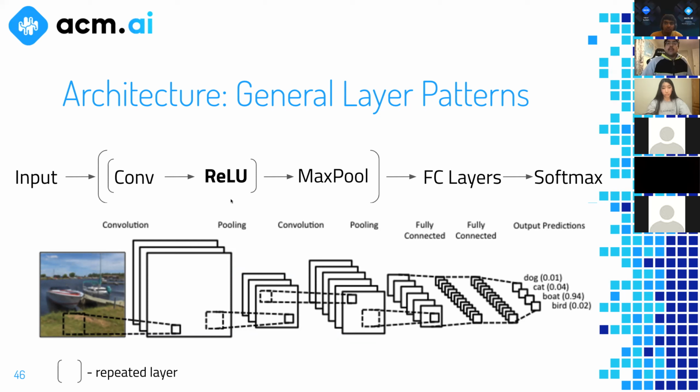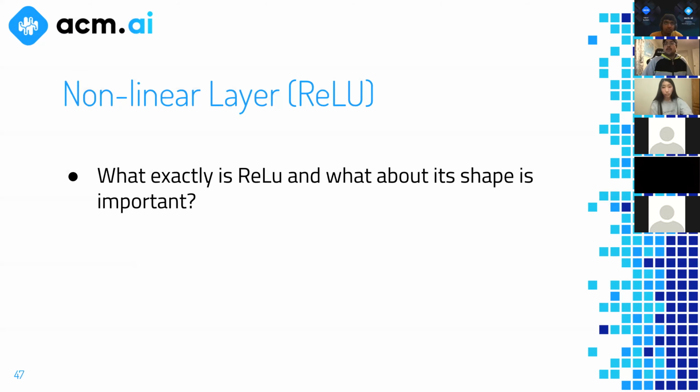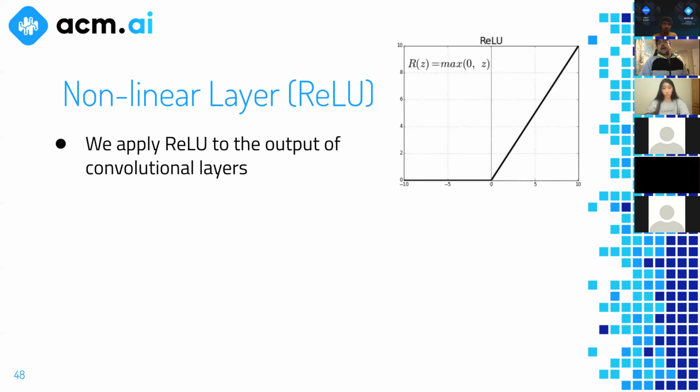So what ReLU does is it speeds up the computation, and it also does other things like fix the vanishing gradient problem and all that. So we'll move on to that. So what exactly is ReLU? ReLU is a nonlinear layer, and we're going to speak about what it is and what about its shape is really important to what we're going to talk about.